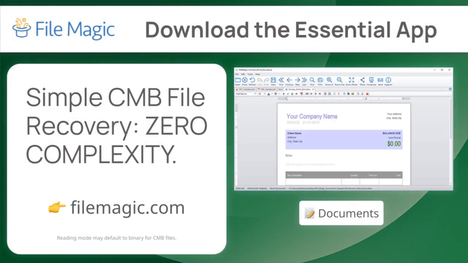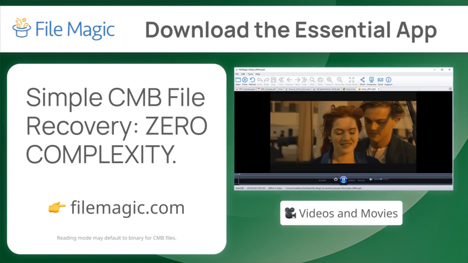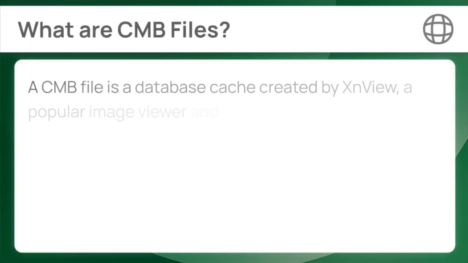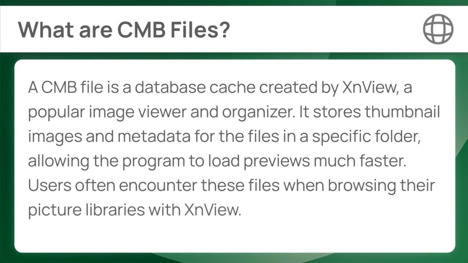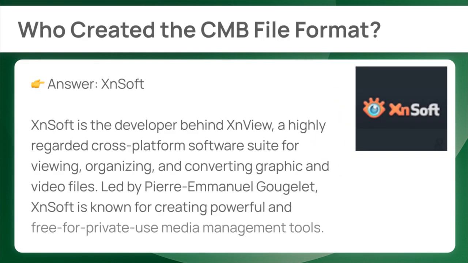This involves the correct application of a single premium CMB file inspection utility designed for broad-spectrum file support. A CMB file is a database cache created by XnView, a popular image viewer and organizer. It stores thumbnail images and metadata for the files in a specific folder, allowing the program to load previews much faster. Users often encounter these files when browsing their picture libraries with XnView.